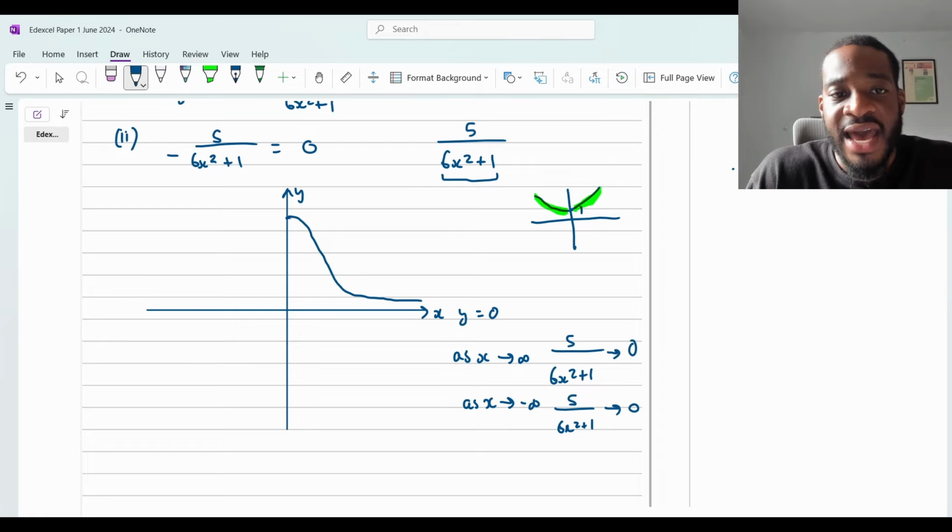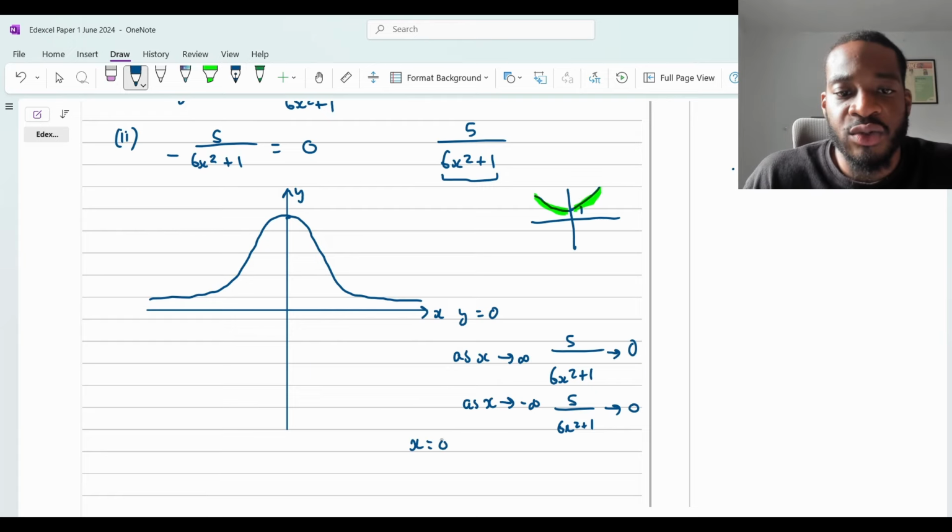And because the negative x values will give me the same output, it will be symmetrical like that. So the graph is going to look like that. So the question now is, what is that maximum value? Well, it's clearly when x equals 0, isn't it? So plug in x equals 0, you're going to have 5 over 6 lots of 0 squared plus 1, which is 5 over 1, which is 5. So therefore, that maximum value is 5.